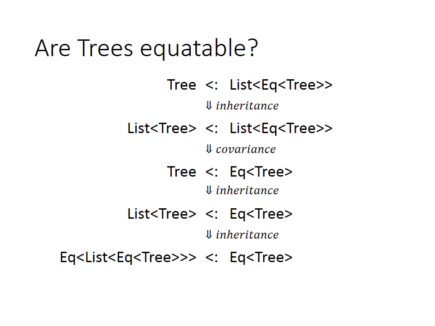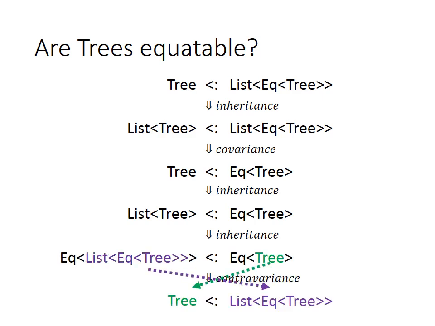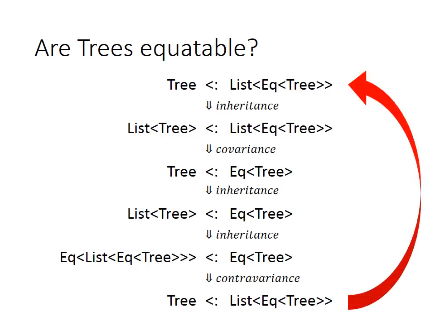Now we have two EQs, so we can apply contravariance to recurse on the type arguments again on swapped sides, and then we need to check whether tree is a subtype of list of EQ of tree. But that's the type that we had in the beginning. So we ran into an infinite loop, which caused a stack overflow that made Visual Studio crash.